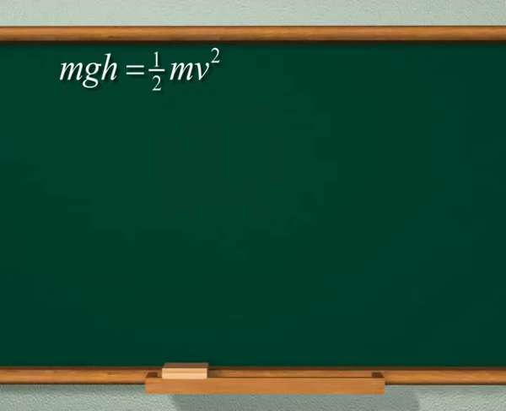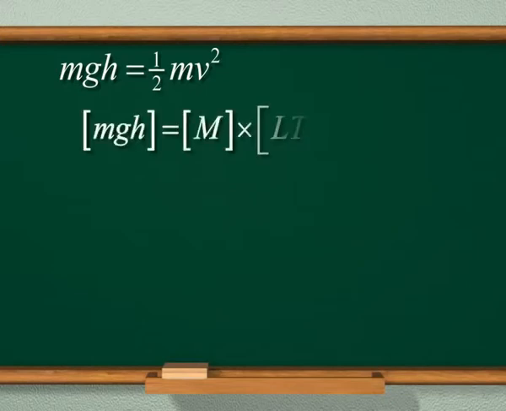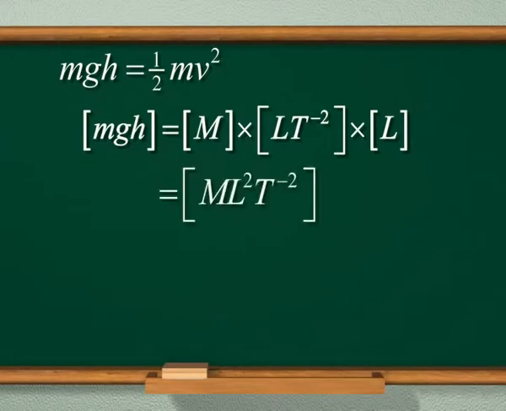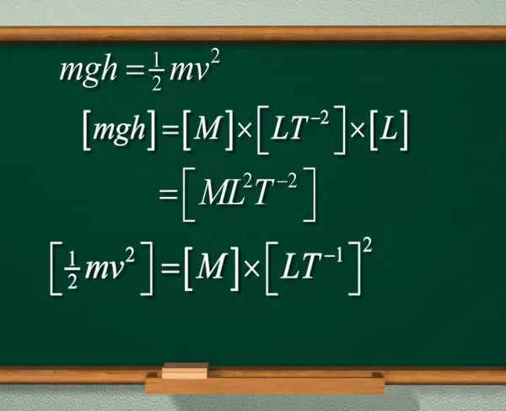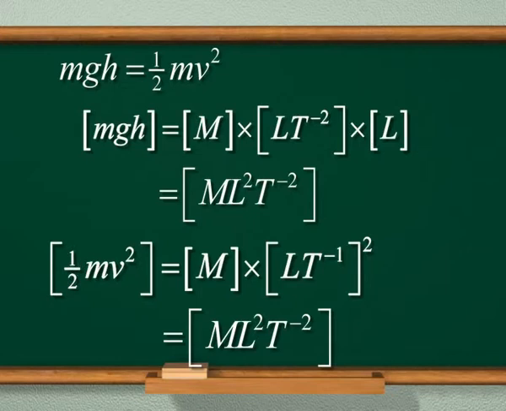Here, dimensions of the left hand side are equal to the product of the dimensions of m, g and h, which is equal to M1 L2 T minus 2. On the other hand, dimensions of the right hand side are equal to the product of the dimensions of m and v square, which is equal to M1 L2 T minus 2. Since the dimensions of the left hand side and right hand side are the same, the relation is dimensionally correct.